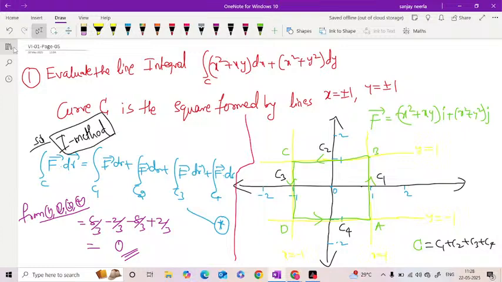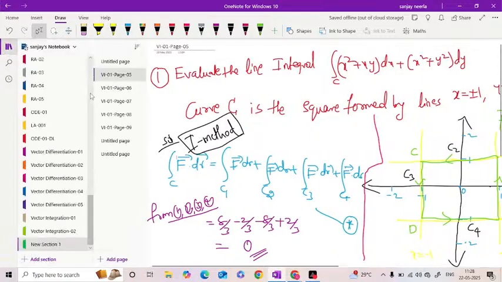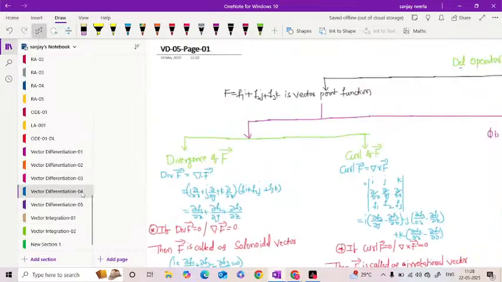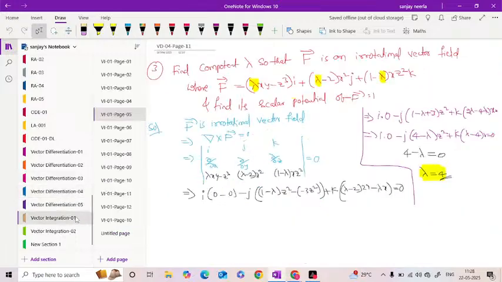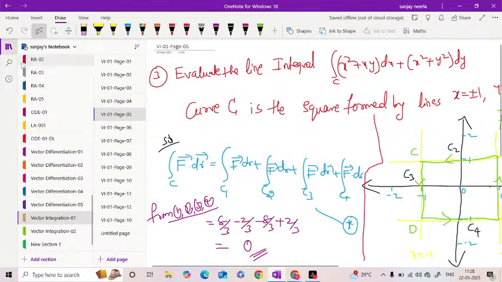Now the final conclusion is that a line integral we can evaluate in two ways: by using normal line integration directly, or by using Green's theorem. Now we will solve one more problem. Next problem. So this is the first problem.